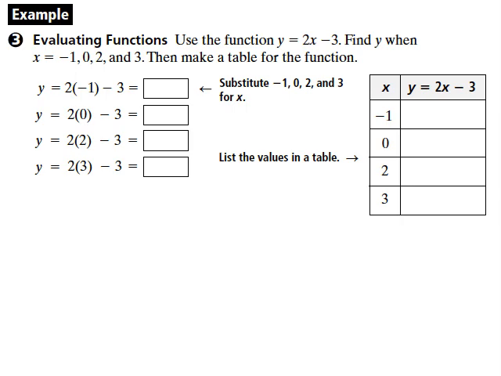When x is -1, y would then be -5, because 2 times -1 minus 3 would be -5. When x is 0, y equals -3. 2 times 0 minus 3 is -3. When x is 2, y would equal 1, because 2 times 2 is 4 minus 3 is 1. When x equals 3, y would equal 3. 2 times 3 is 6, minus 3 gives us 3. Pause the video if you need more time to copy down this example.